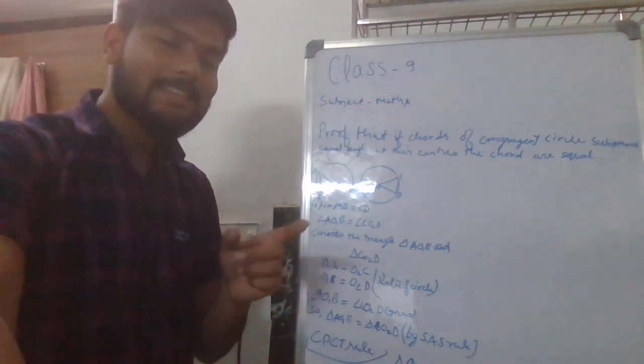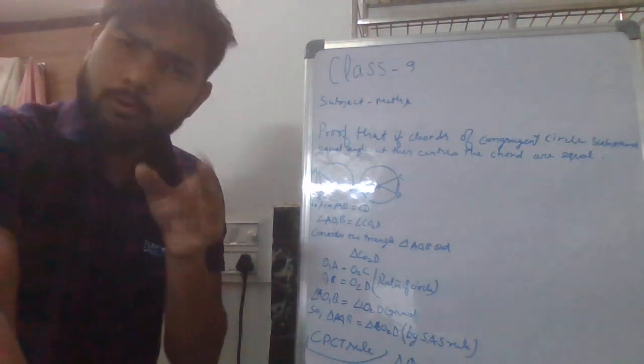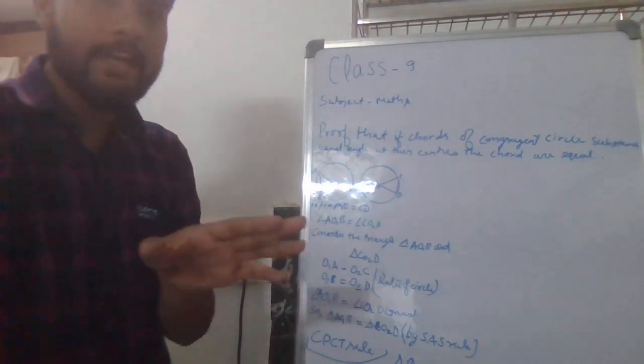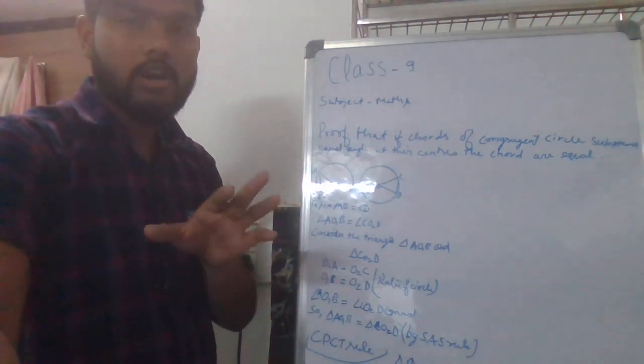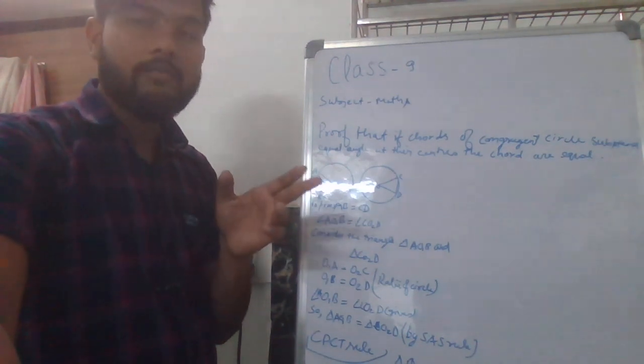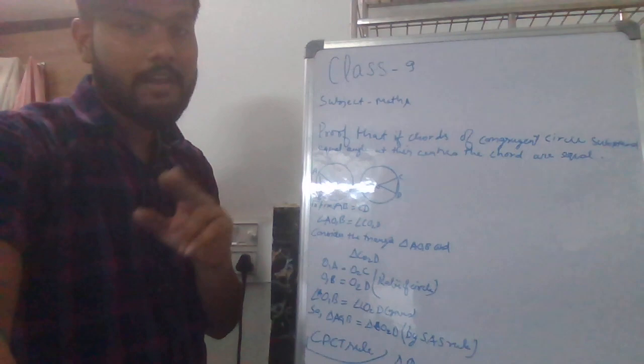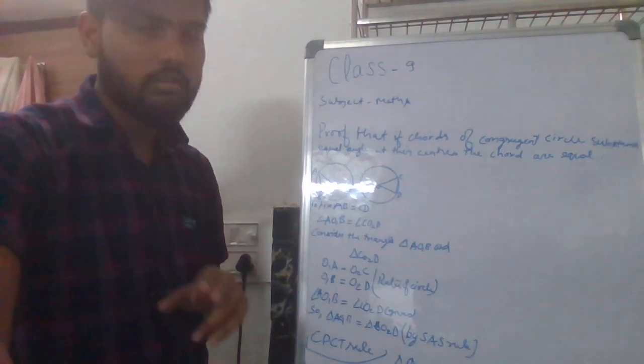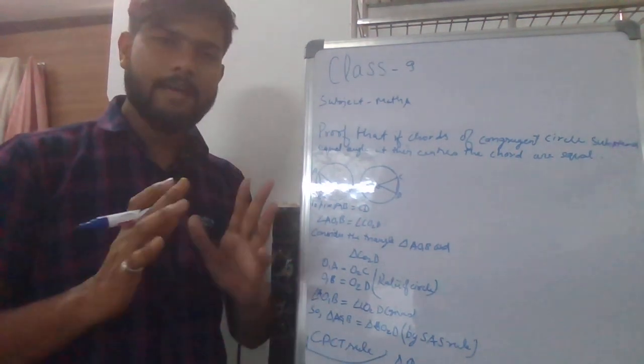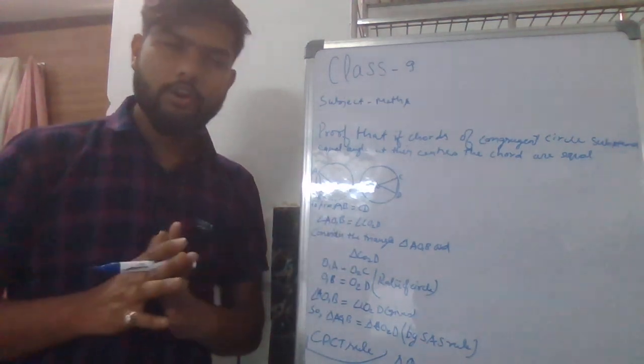Okay, so last I have one activity. You have to draw 5 circles of the same radii and draw one equal chord on them and join the center with the ends of the chord. Cut out the triangles and verify whether they are congruent or not. Okay, so I hope everyone has written this homework in your notebook.